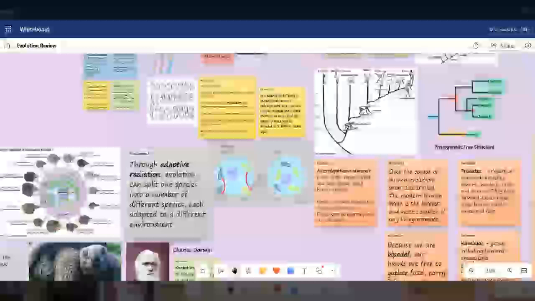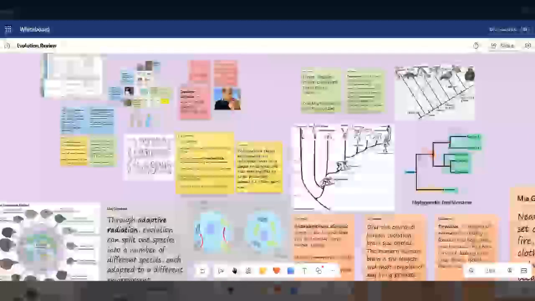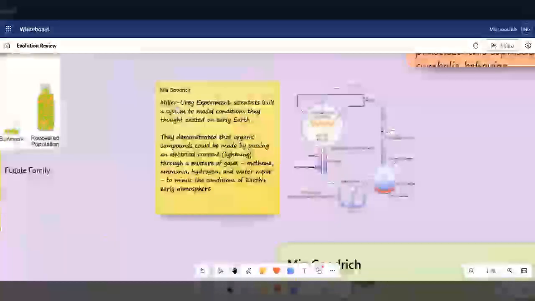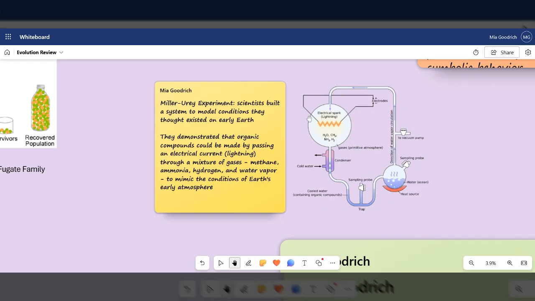All right. So let's move on to the Miller-Urey experiment. Okay? So these scientists wanted to model the conditions that they thought existed early on Earth. Okay, so our understanding is that Earth's early atmosphere didn't have any oxygen or very low oxygen content. It did have methane, ammonia, hydrogen, and water vapor.